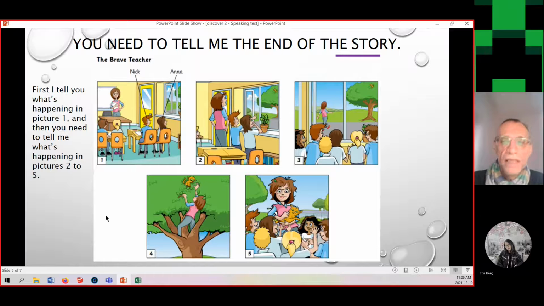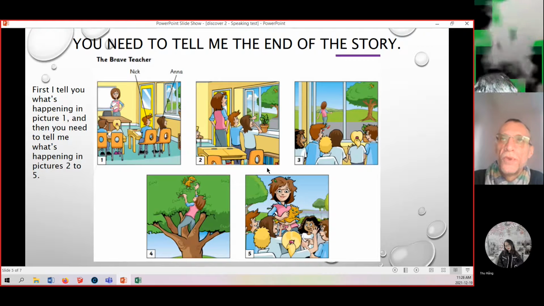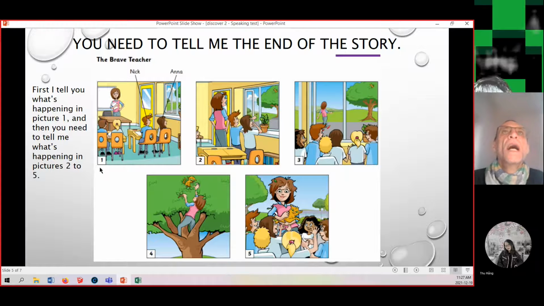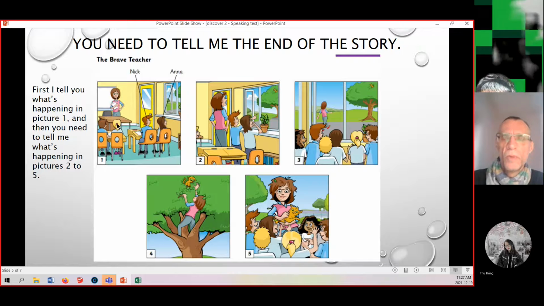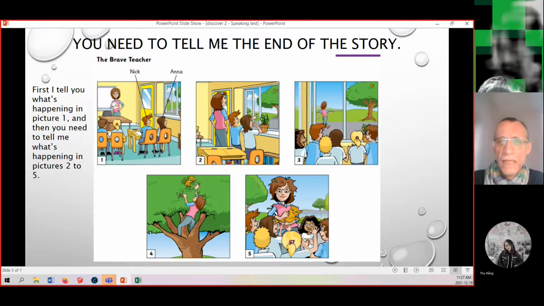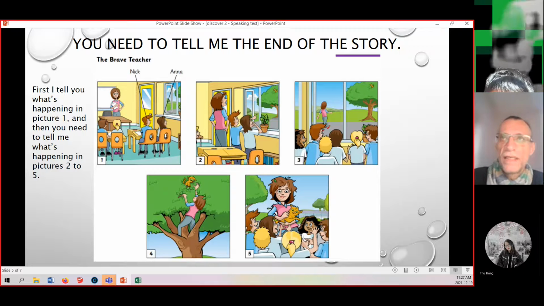Now, in this part of the test, I will begin the story and you will have to finish the story for me. So I'm going to tell you what happens in picture one. The name of the story is The Brave Teacher. In this story, Nick and Anna are in the classroom and they're always looking out the window and they're not listening to what the teacher is saying. So at one moment, the teacher is a bit worried and a teeny-weeny bit annoyed. And so she asked Nick and Anna, why are you always looking out the window? Why aren't you listening to me? Please, now tell me, what's happening in picture two?